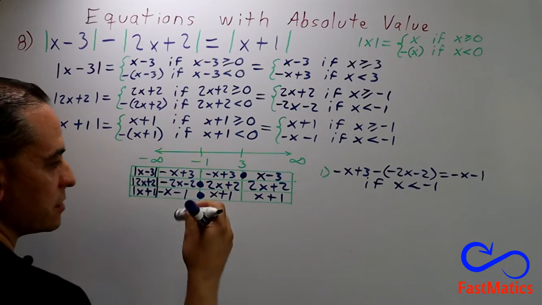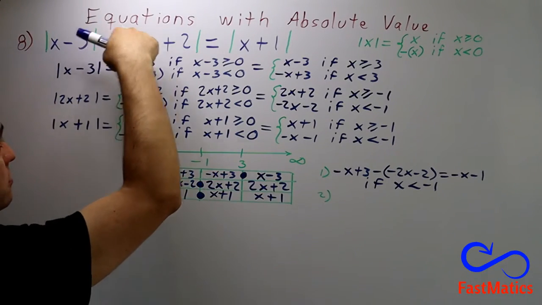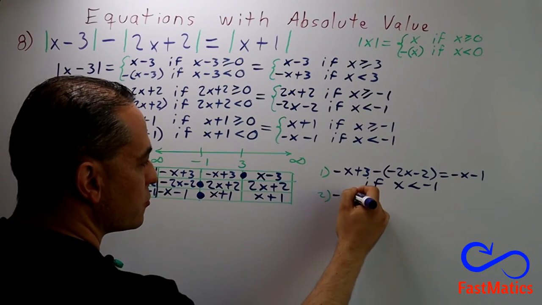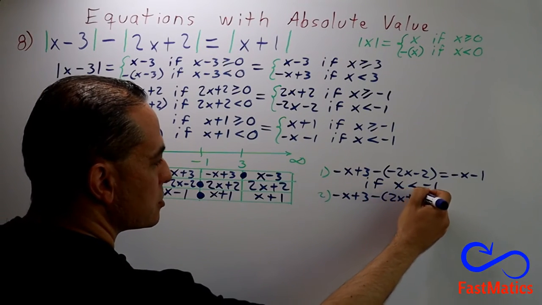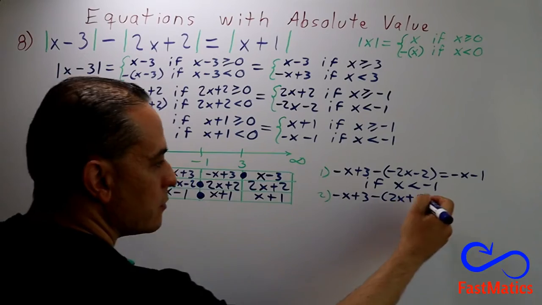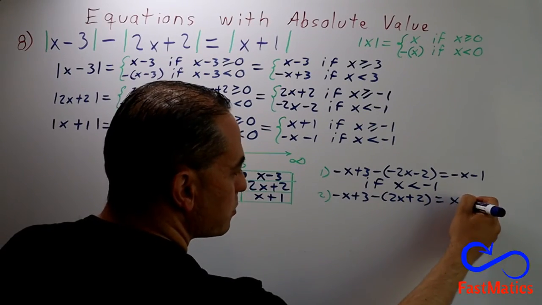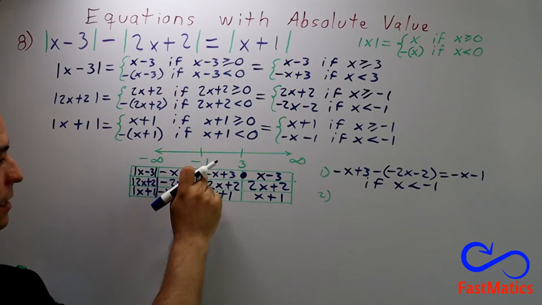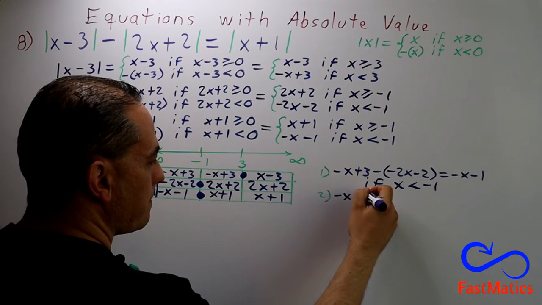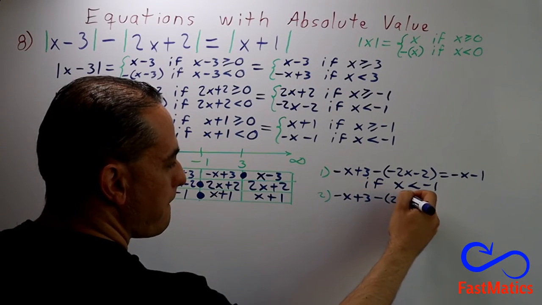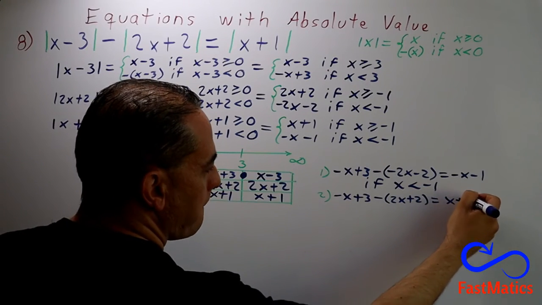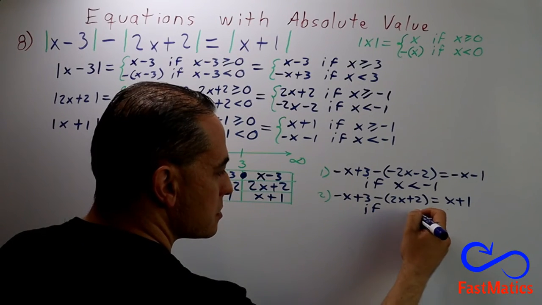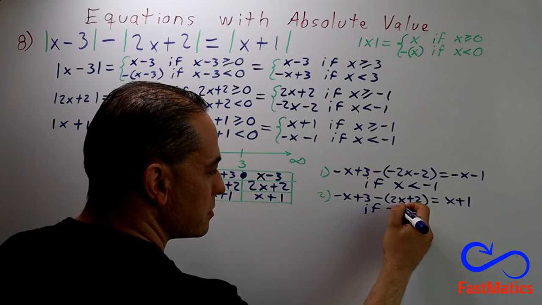Second column, second equation. The first expression minus the second expression equal to the third expression. So negative x plus 3 minus 2x plus 2, this minus this, will be equal to the third expression, x plus 1. Negative x plus 3 minus 2x plus 2 will be equal to x plus 1. If we are between negative 1 and 3, so x is greater than or equal to negative 1 and less than 3.